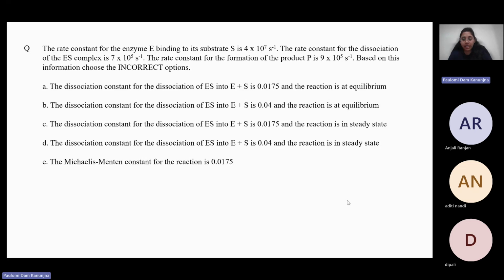A, B, C, D, E. You mean to say all of them are incorrect? Okay. I'll wait for others to answer and we can then check. Meanwhile, Dipali, right? Could you give me the values of dissociation constant and Km? What are the respective values for Km and Kd, dissociation constant?